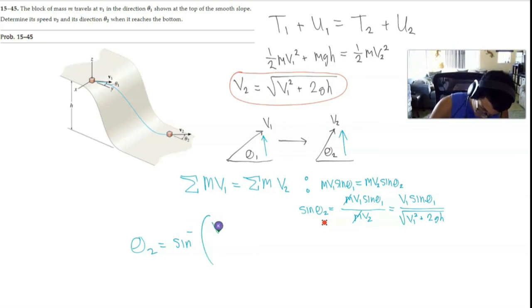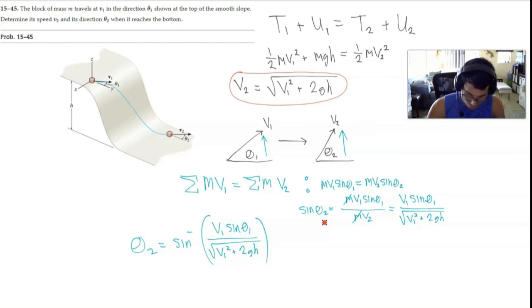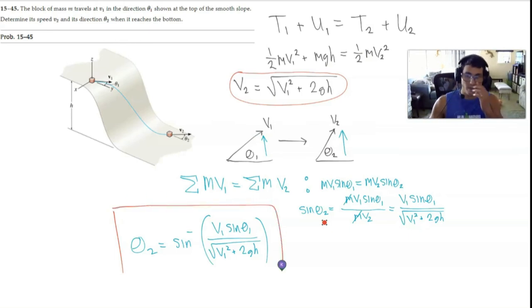So theta 2 is equal to the sine inverse of all of that. So it's v1 sine theta 1 over the square root of v1 squared plus 2gh. So this is your final answer, and that concludes the video.